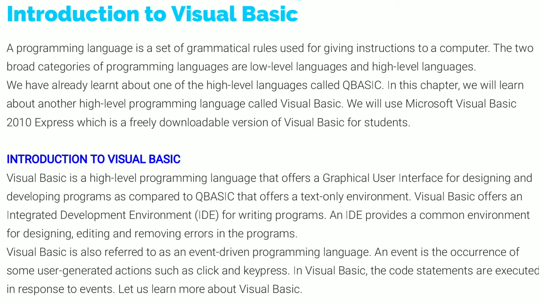Programming languages are categorized into two types. These are low level programming languages and high level programming languages. You have already learned about different programming languages in your previous classes. Some of them are BASIC, QBasic. These are high level languages which you already learned in previous classes. In this chapter, you will learn about another high level programming language named Visual Basic.